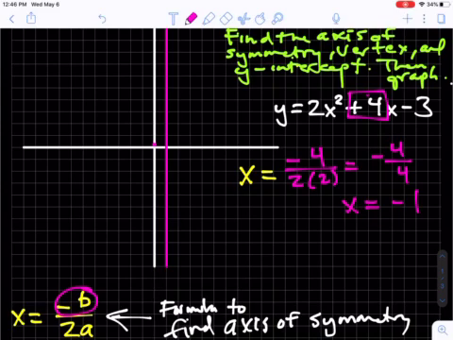And then it says find the vertex. Well, we know the vertex is going to be somewhere on this line. We just don't know where. If we know the line of symmetry, the vertex is going to be where the parabola intersects this line. So all you have to do is take this x equals negative 1, and wherever you see x in this equation, we're going to substitute that in.